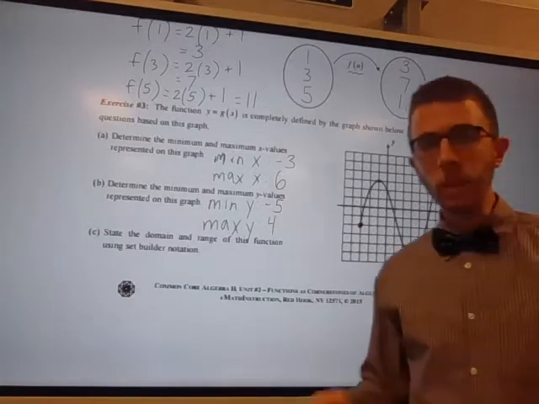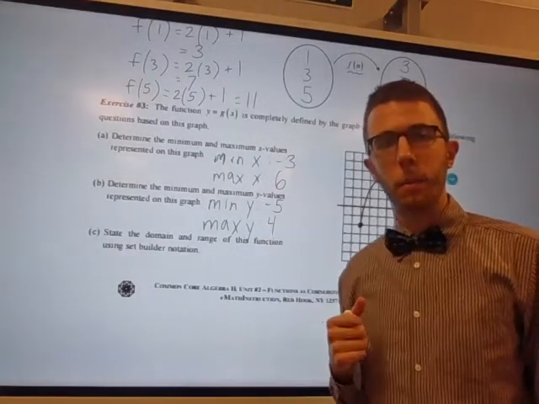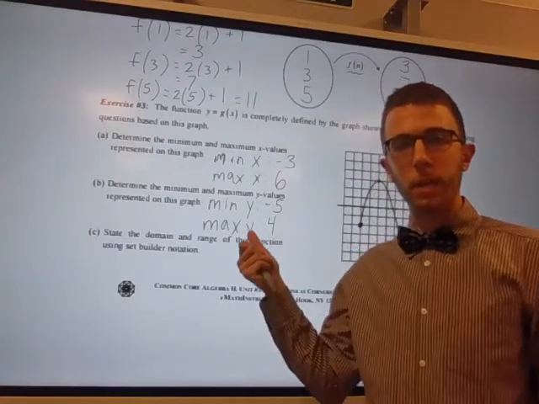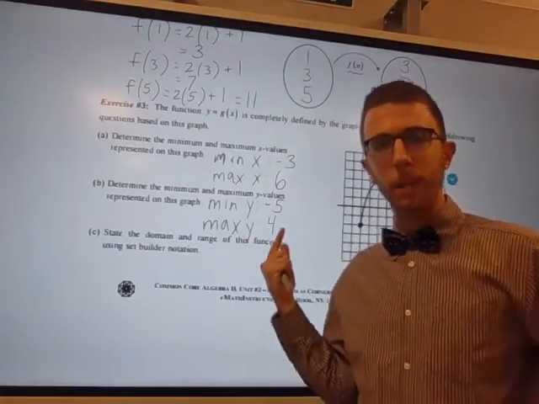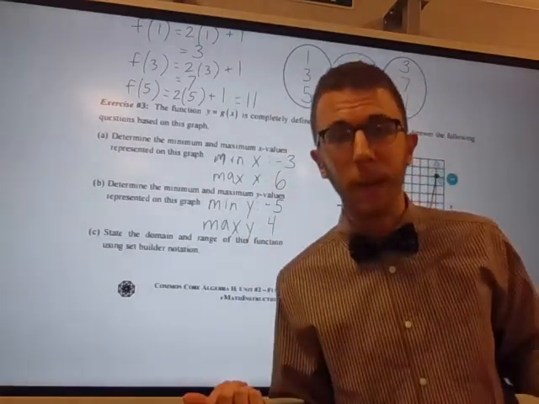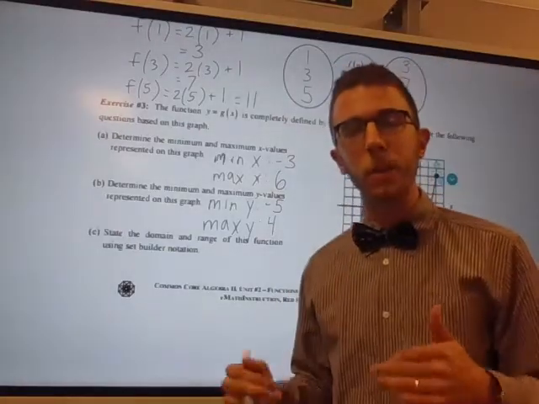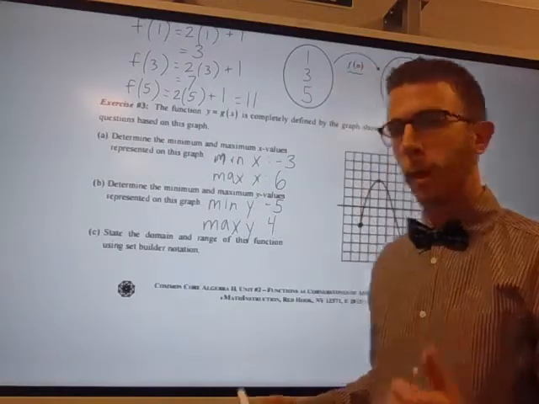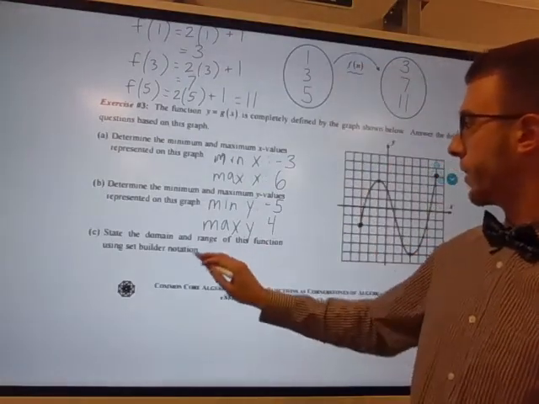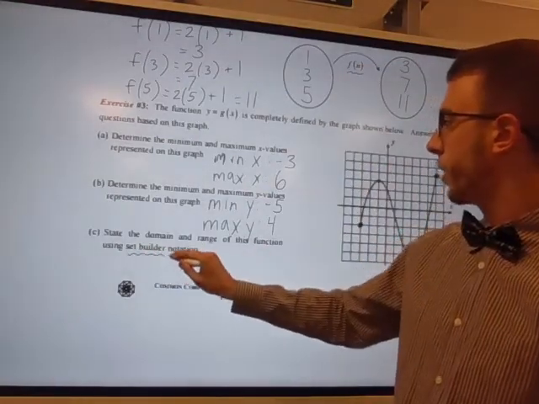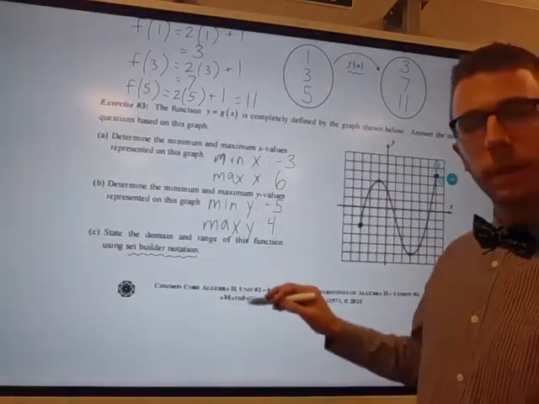So we now have our minimum and maximum y and our minimum and maximum x. Well, I went reverse, but you guys get the idea. We're now going to use these to very nicely write what our domain is and what our range is. So watch how I do this here. The set builder notation. This is what this means.